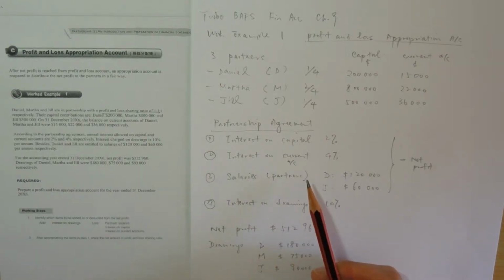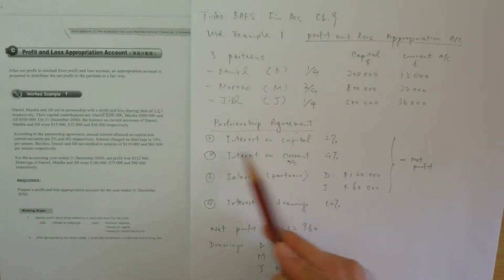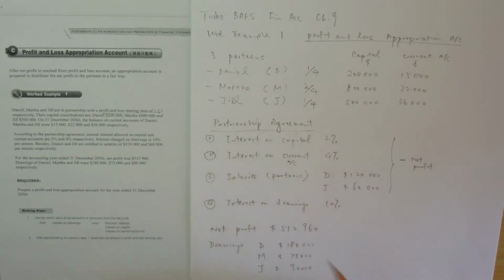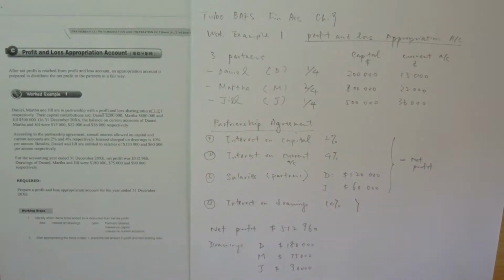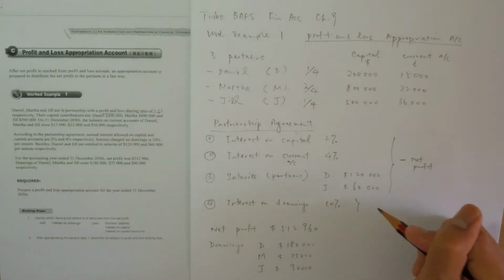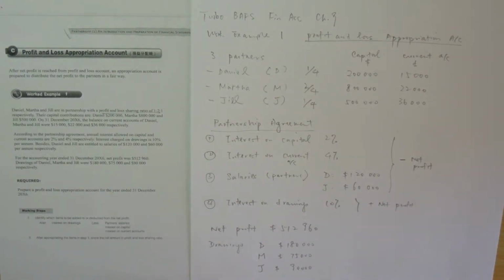For the salaries, if you pay the salaries to the partners, your net profit will decrease, right? And also for the interest on current account, you also pay to the partners, and interest on capital also is paid to the partners. But the interest on drawings is to discourage the partners from taking capital out of the business. Therefore, this interest on drawings will be added to the net profit. That means it increases the net profit in the appropriation account.